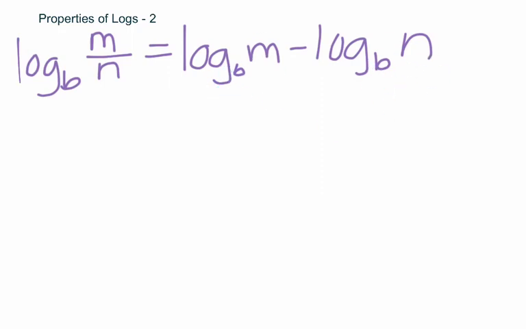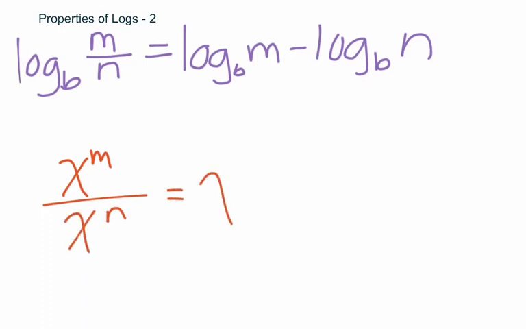Now, if that looks a little bit familiar, it might be because you are thinking of this. If you have x to the m power divided by x to the n power, we know that we can subtract those exponents. And so we've already seen this connection between division and subtraction when we were working with exponents. So it shouldn't come as any real surprise that you see that same connection when you're working with logarithms. And in fact, the reason for that is because a logarithm and exponent are just inverses of each other. You can write one as another.